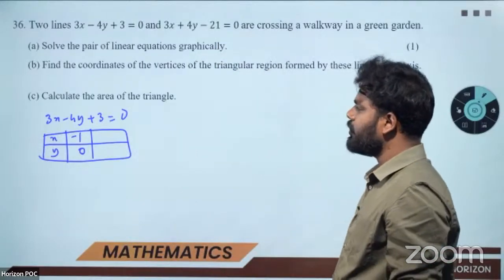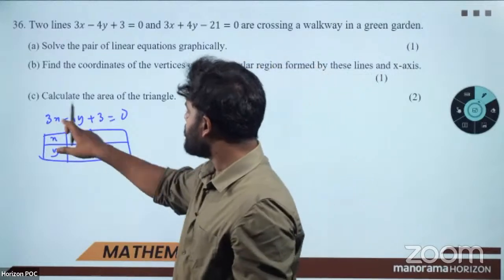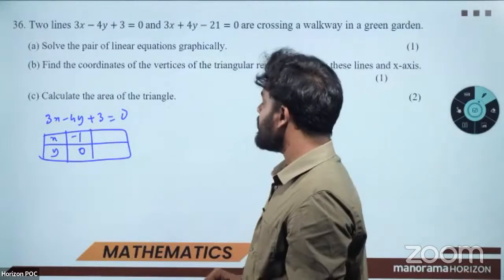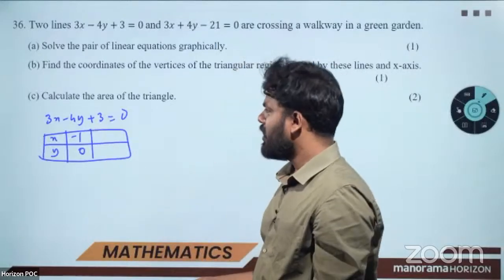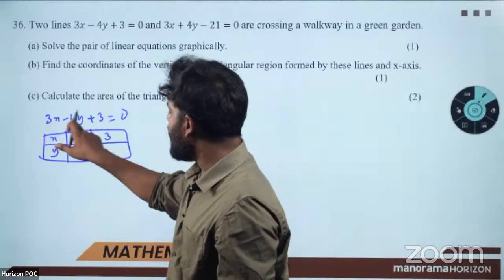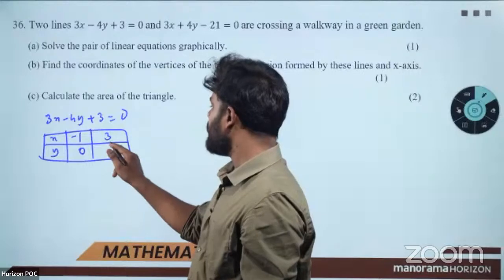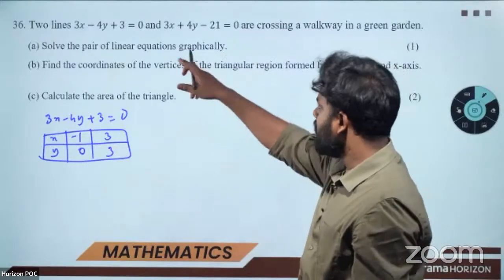What is another point that I can do here? Can I put 2 for x? If I put 2 for x, it will become 6 plus 3, 9. 9 minus 4y will be a decimal, so I'm not putting that. If I can put 3, if I put 3 here, I will be getting 9 plus 3, 12. 12 is equal to 4y, that is also 3. So what is xy here? -1, 0 and 3, 3. That is for the first line.